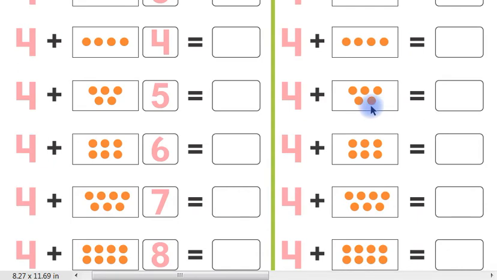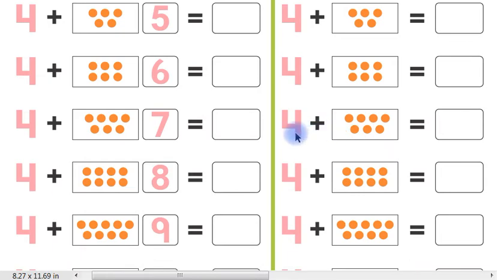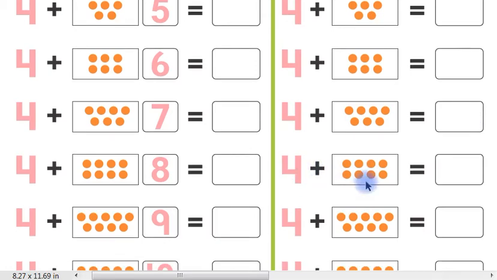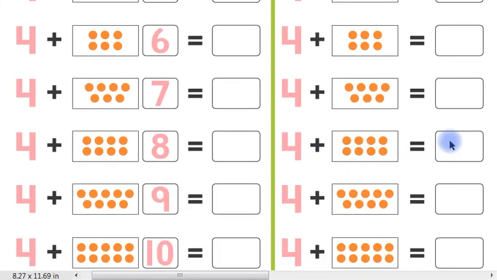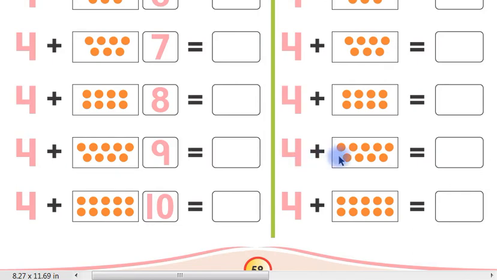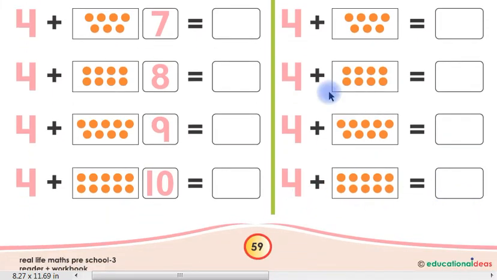4 plus 5 equals 9. Children, you have to write 9 here in this box. 4 plus 6 equals 10. Children, you have to write 10 here in this box. 4 plus 7 equals 11. Children, you have to write 11 here in this box. 4 plus 8 equals 12. Children, you have to write 12 here in this box. 4 plus 9 equals 13. Children, you have to write 13 here in this box. 4 plus 10 equals 14. Children, you have to write 14 here in this box.